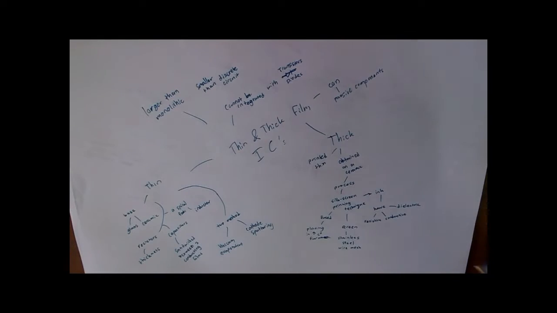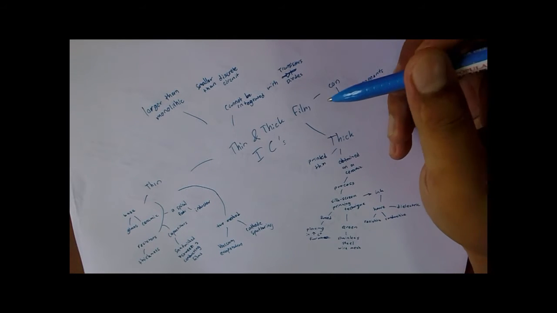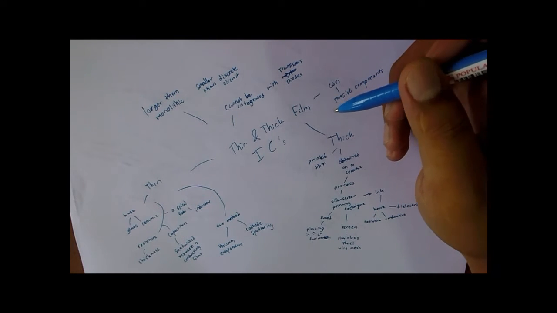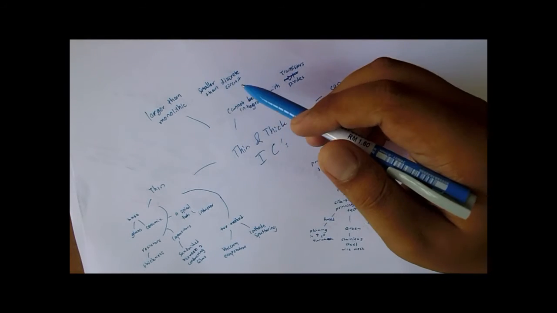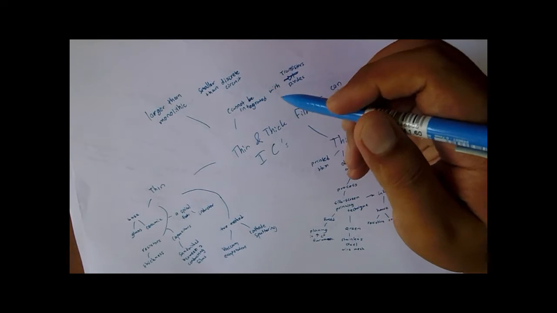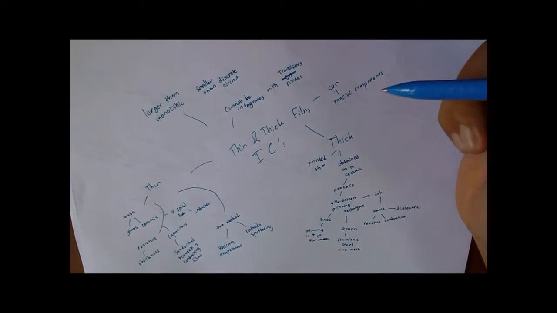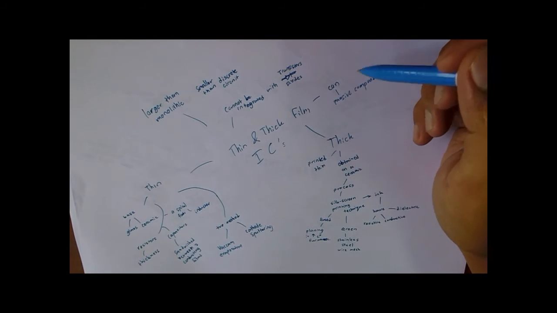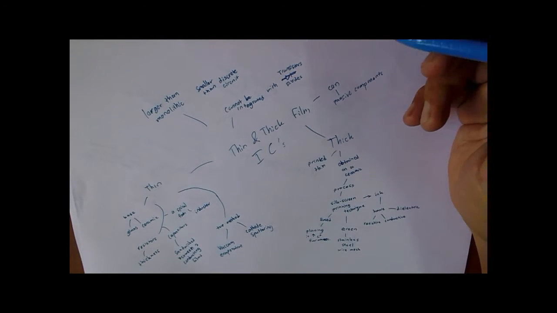Then we're going to talk about thin and thick film ICs. They are usually larger than monolithic but smaller than discrete circuits. They cannot be integrated with transistors and diodes, but they can with passive components, for example, resistors and so on.